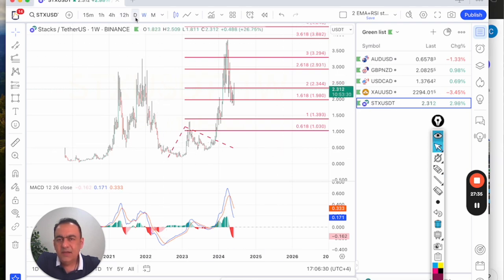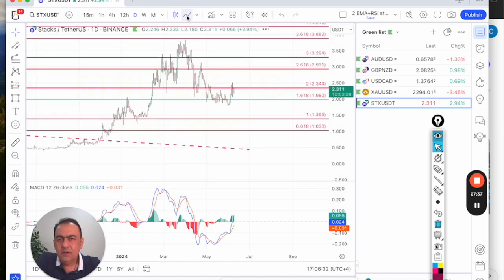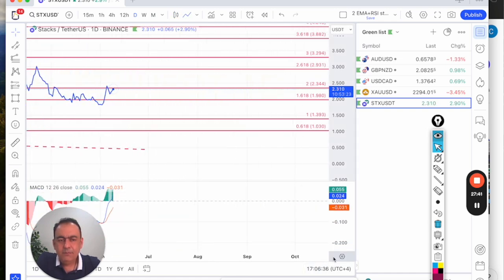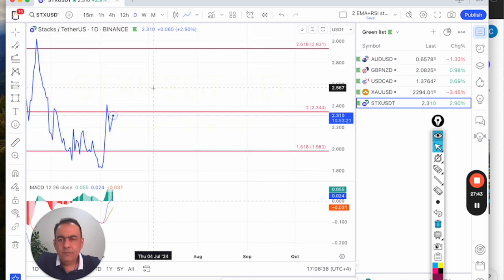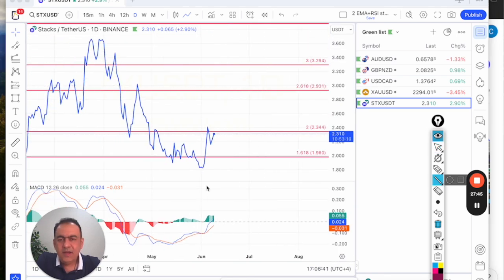Now moving to daily, I'll again change it to a line chart here. Now notice on the daily frame, we got buyers back because it has printed bullish divergence even on the last two lows based on MACD lines. The wider divergence coming on histogram, it has created higher high formation.